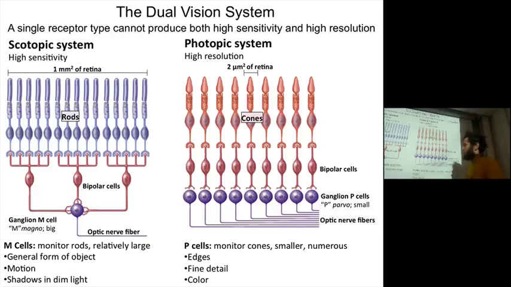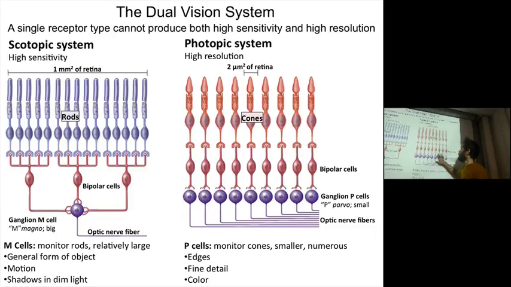On the other hand, so this is responsible for shadows and dim light, giving us information about motion and the general shape of an object that would be in the peripheral vision. These rods are mostly on the peripheral vision, so in the part of the retina that is not in the fovea or the macula. Okay?